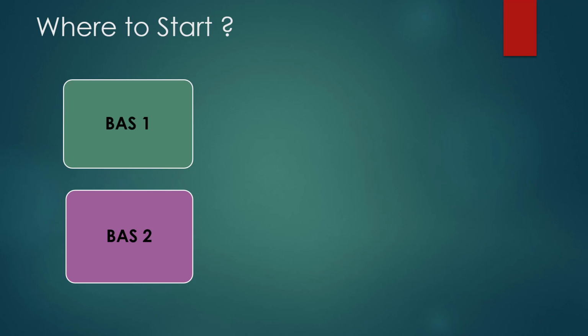One question you may have is where to start the assessment. The examples I'm going to show you will follow the path through the BAS 1 example, but it is identical for BAS 2. If you know a student's text level, you may begin the assessment at that text level. If you're unsure of that text level, use the Where to Start word test as a starting point.